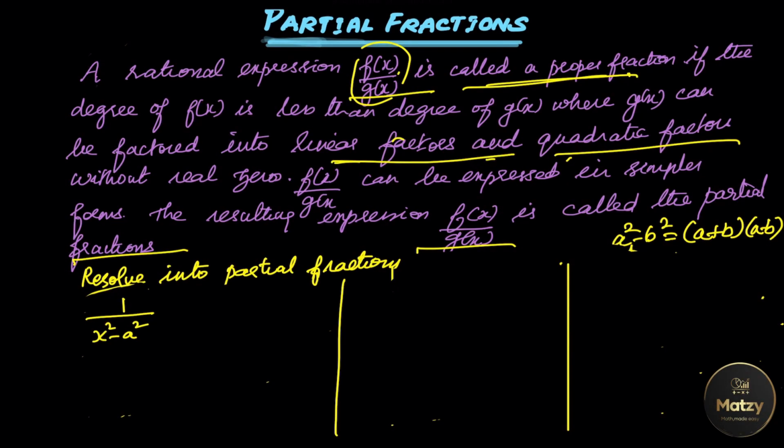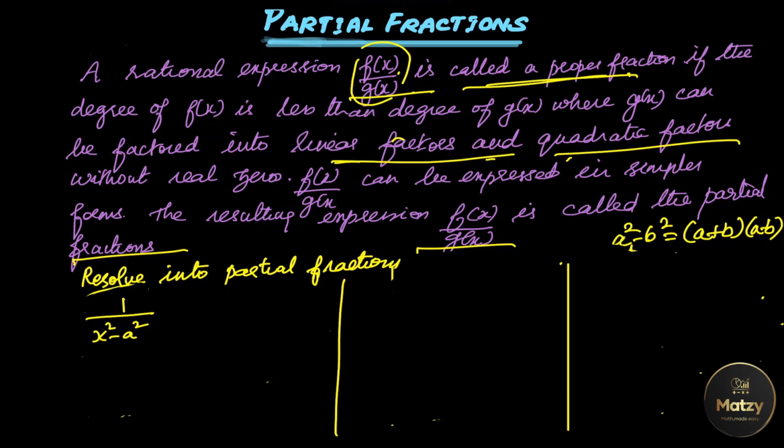Hi everyone, in today's class, I'll explain what are partial fractions. A rational expression f of x by g of x is called a proper fraction if the degree of f of x is less than the degree of g of x. That means the degree of the denominator is greater than the degree of the numerator. Now, g of x can be factored into real factors and quadratic factors without real zeros.